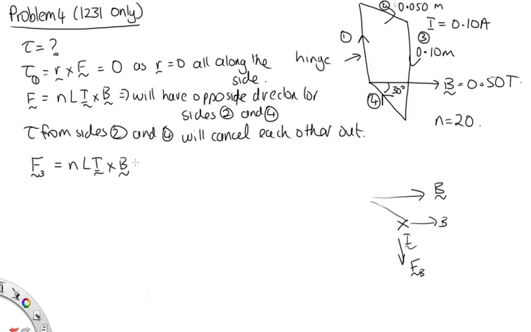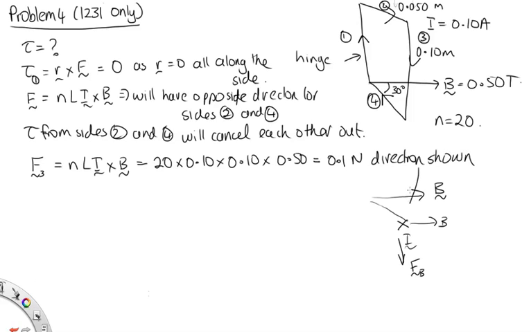So let's just calculate the size of that force. That will be N is 20. The length of the side is 10 centimeters. The current is 0.10 amps and the magnetic field is 0.50 teslas. And the magnetic field and the current are at right angles to each other. So we've got sine 90, which is just 1. So solving this, we get 0.1 newtons. And the direction is shown on this diagram. Down there. Okay, so now the torque is equal to r cross F.